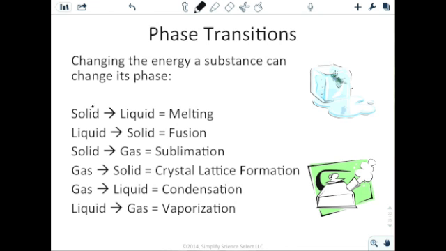Going from a solid to a liquid, we know that's melting. Going from a liquid to a solid, we call that fusion, or the more common term, freezing. Going from a solid to a gas, skipping over that liquid phase, we call that sublimation. You can see that with dry ice, where solid CO2 goes straight into gaseous CO2. Then going from a gas to a solid, we call that crystal lattice formation. From a gas to a liquid, we call that condensation. And from a liquid to a gas, we call that vaporization, or the more common term, boiling.